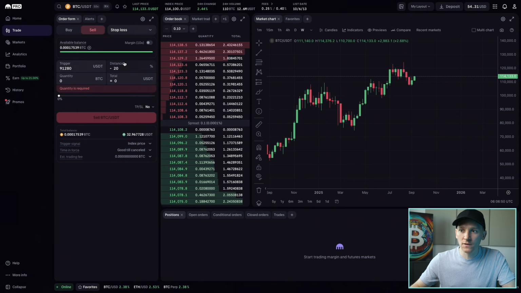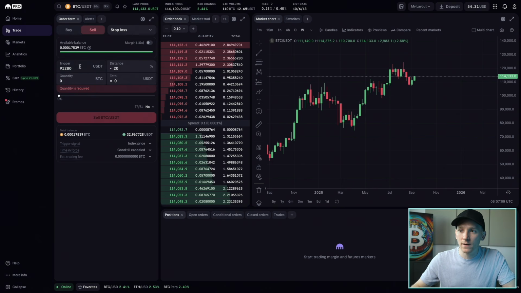Let's go through stop loss first. You can see the trigger right here. Tell the system where you want your stop loss trigger to be. This is the price at which your order gets triggered and input into the system. So until this price is hit, our order isn't actually in the system, it's waiting in the wings to then be entered.